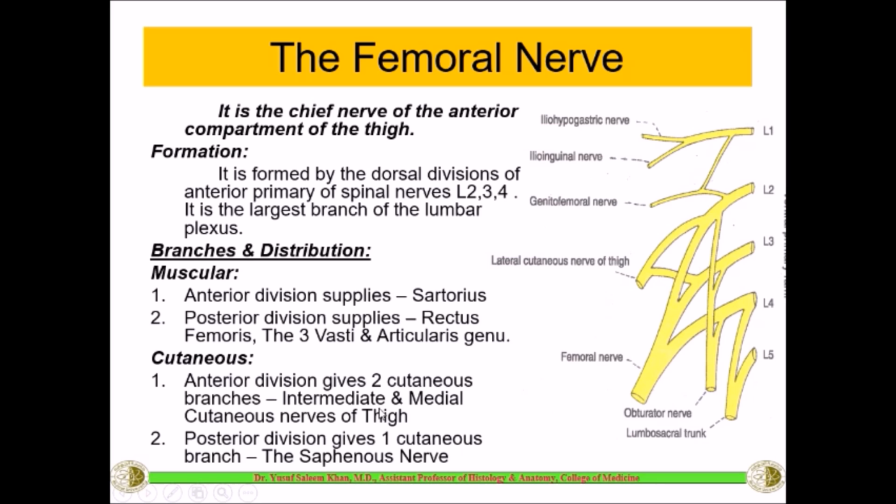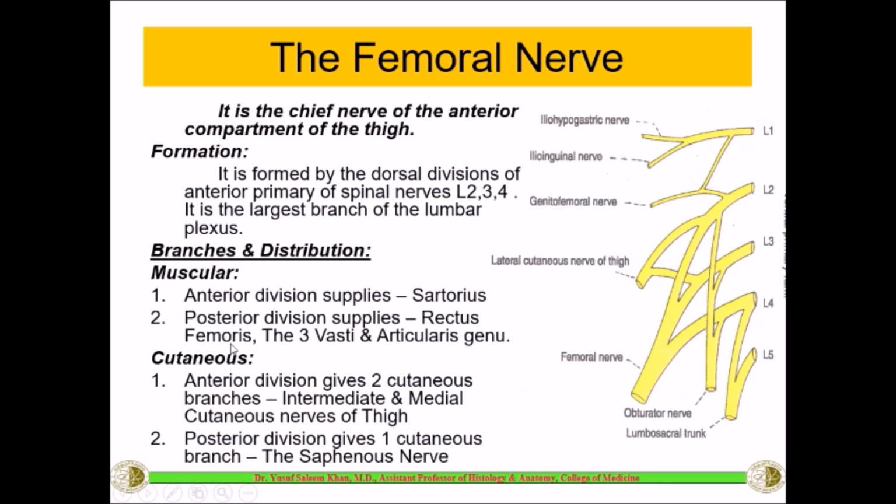This nerve is divided into an anterior division and a posterior division. The anterior division supplies the sartorius muscle, the long strap-like muscle, and the posterior division supplies the quadriceps femoris, that is the rectus femoris and the three vasti: the lateral, intermediate and medial vasti. It also supplies the small muscle in the thigh, called the articularis genu.